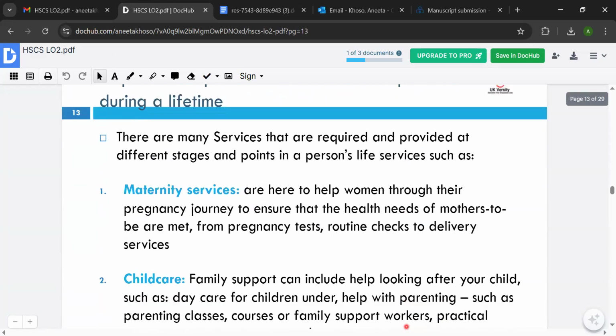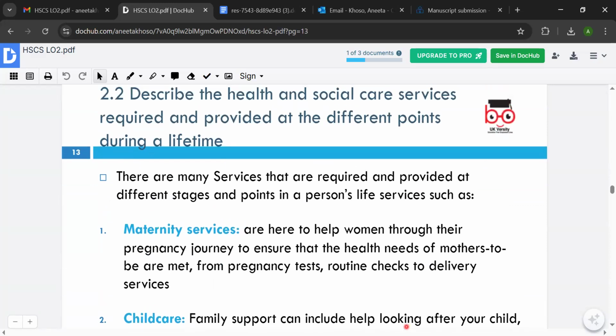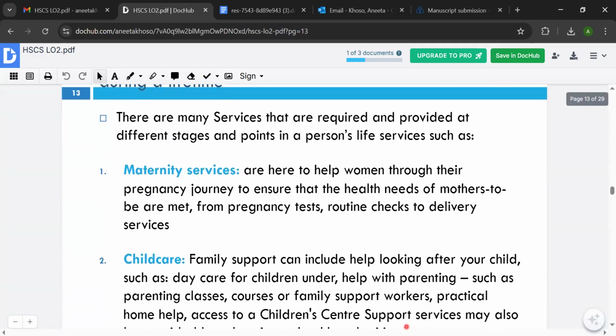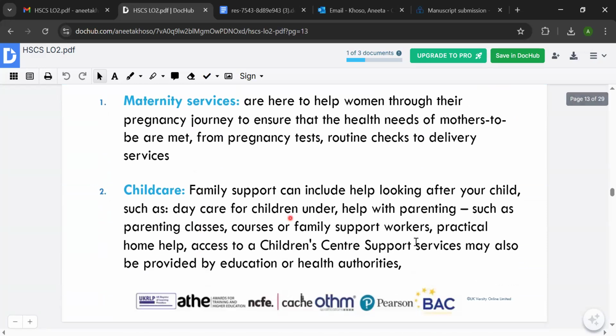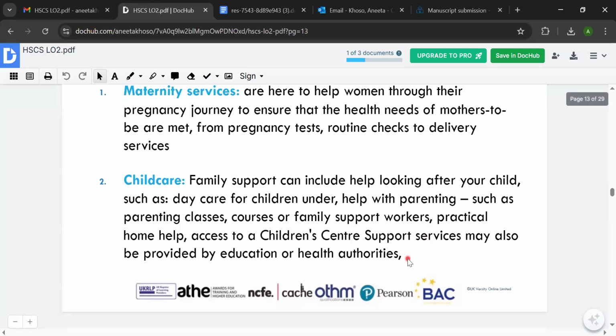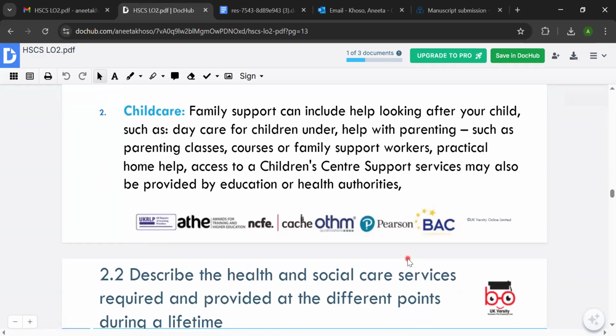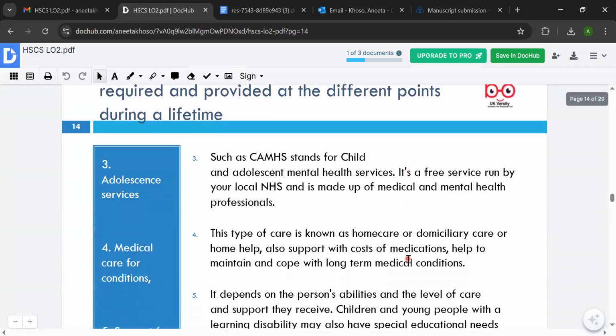Then you have maternity services apart from them. This is apart from the stages of life. You have maternity services, pregnancy tests, routine checks, delivery checks. Then there's childcare support as well. Family support where they can look after your child. There's daycare for children, help with parenting. There are parenting classes, courses on family support, practical home help, and access to a child center's support service.